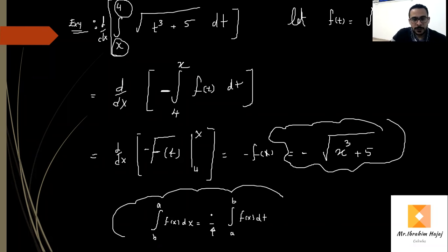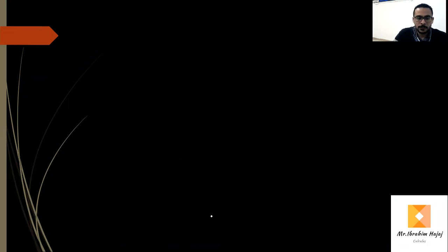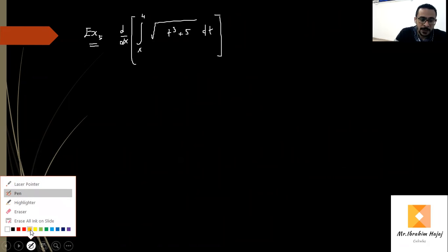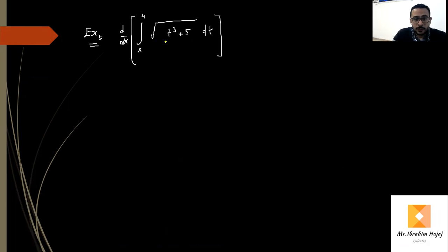And also you can do it directly without doing all this, and the negative will come out anyway. How? Let me take the question again: d over dx of the integral from x to 4 of the function t cubed plus 5 dt. You can solve it here, guys, but I want to show you something. Let this whole thing be f of t. So imagine that you replace this whole thing by f of t.